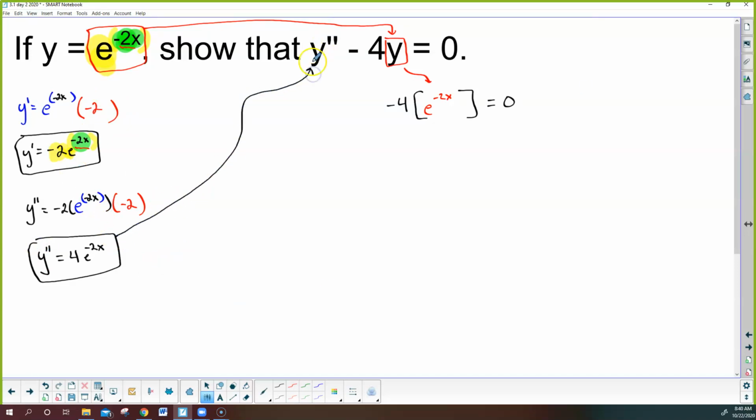And we're just going to plug it right into the spot that we need it. If you want to combine this together to make it a little more clean, you can, but hopefully you see you have positive 4 e to the negative 2x minus 4 e to the negative 2x. When we have identical things subtracting, we prove that 0 is equal to 0.